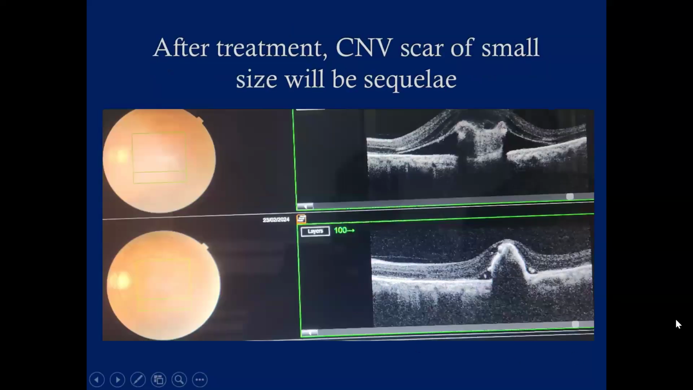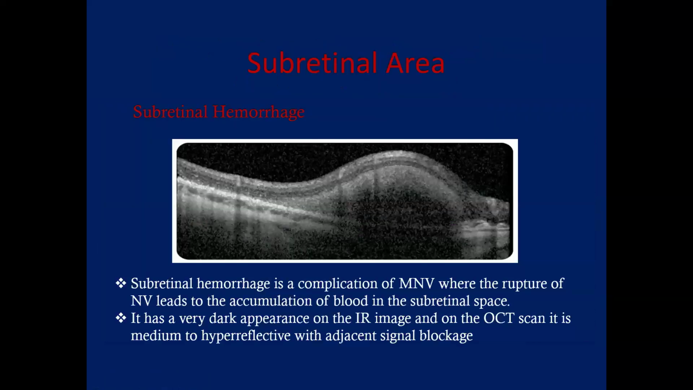So at the end of your treatment, the patient presents with CNV with subretinal fluid, and then you treat the fluid to dry, but they will end up with a small CNV scar. So we cannot prevent scar, but we can treat and minimize the degree of scar of CNV after our anti-VEGF treatment. The other thing, you can have subretinal hemorrhage.